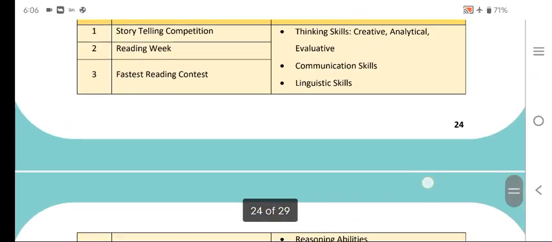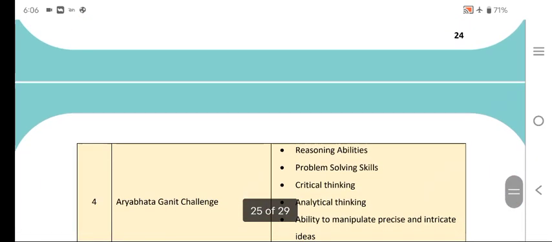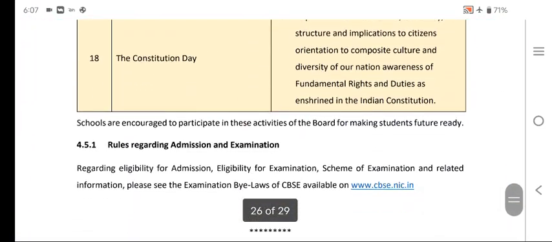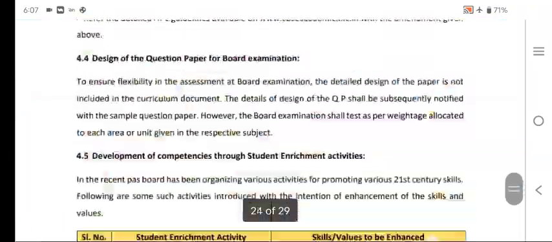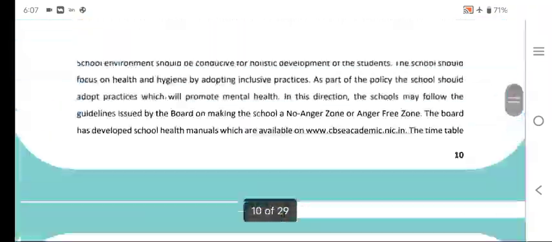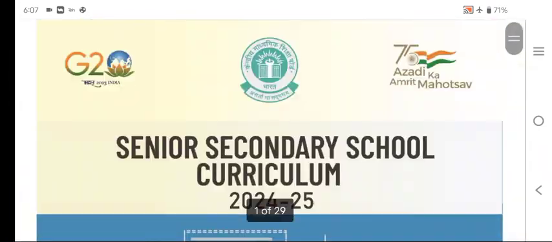So all these things, and not only that, the students' enrichment activities, which were already circulated in the secondary curriculum, the same thing will apply. The students should actively participate in all those activities. It is a very important circular, so please go through the circular. I have explained in depth the problems the school or the teachers can face.